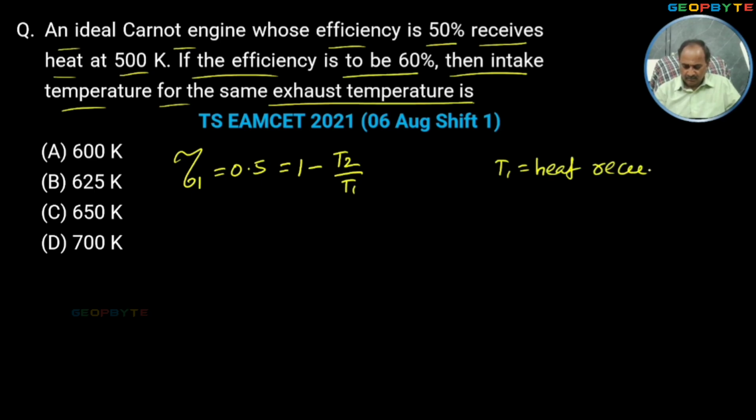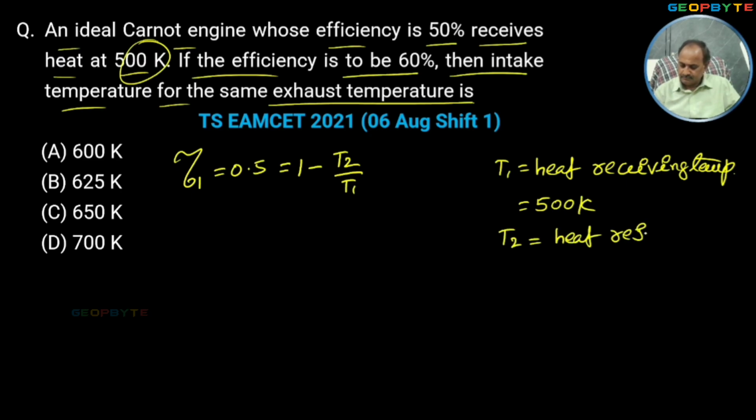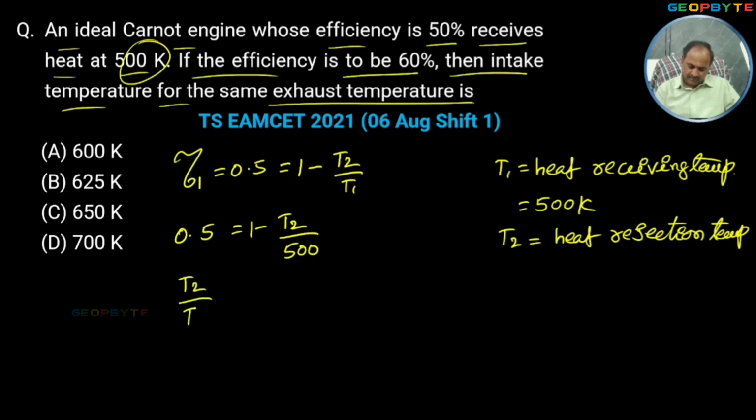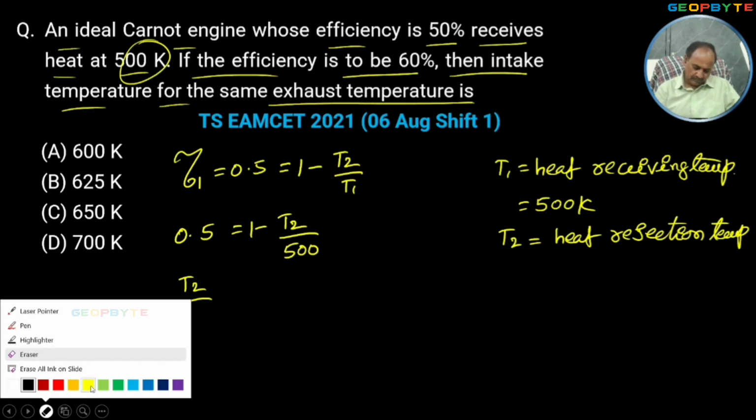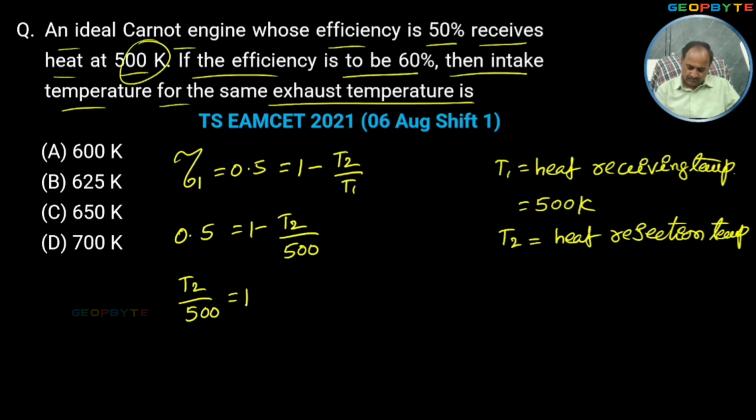That heat receiving temperature is given as 500 Kelvin. T2 is equal to the heat rejection temperature. 0.5 equals 1 minus T2 by T1, where T1 is 500 Kelvin. So T2 by 500 equals 1 minus 0.5, which is equal to 0.5.